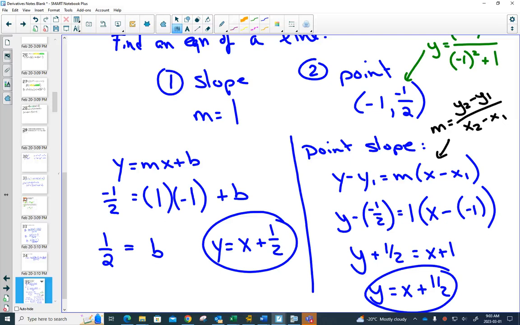But I'm thinking, moving forward, based on your reactions to, yeah, I remember this completely, compared to y equals mx plus b, we're probably more comfortable with y equals mx plus b. Okay.